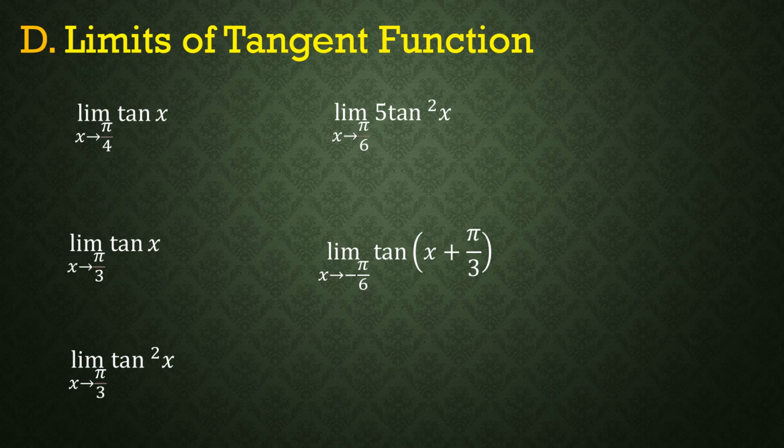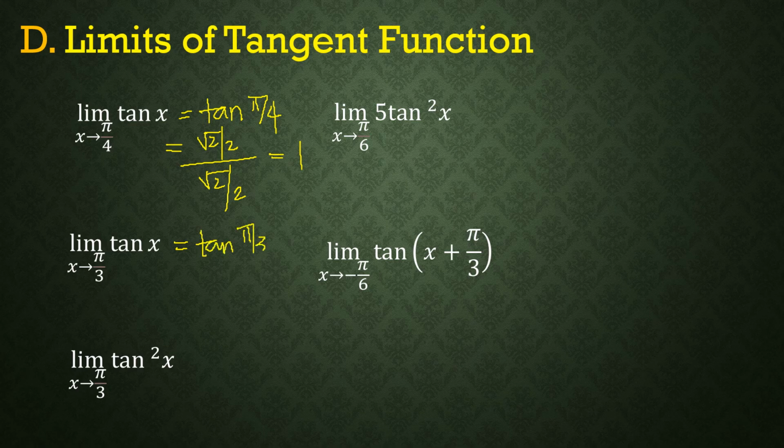First, let's have the limit of tangent x as x approaches pi over 4. We can use direct substitution because pi over 4 is part of the domain. So sine pi over 4 is square root of 2 over 2, and cosine pi over 4 is square root of 2 over 2 also. The answer is 1.